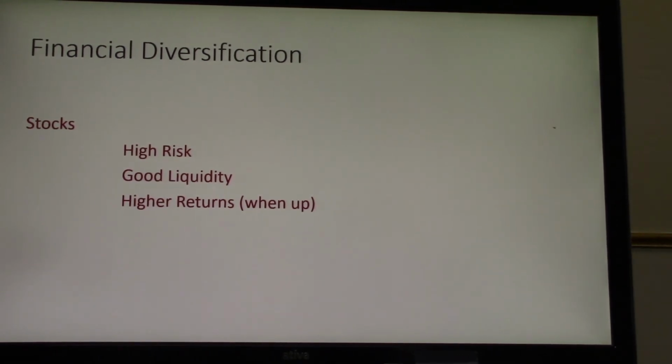So that's your stocks. Now inside your stocks, the type of products that we're talking about in the stock market, of course, are individual stocks, ETFs, exchange-traded funds, and then of course mutual funds. So those are your different products within the stock asset classification.